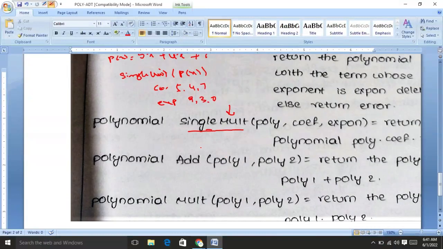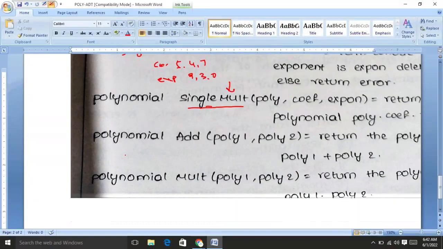The next ones are addition of two polynomials and multiplication of two polynomials. I have already explained the addition. Suppose 3x square plus 2x plus 1 is the first polynomial, and 3x cube plus 4x minus 7 is the second polynomial. By adding these two polynomials, the resultant polynomial is 3x cube plus 3x square plus 6x minus 6. So we are adding these two polynomials.